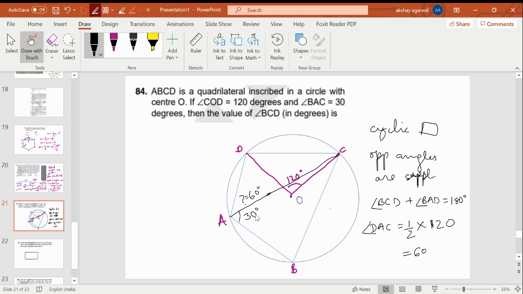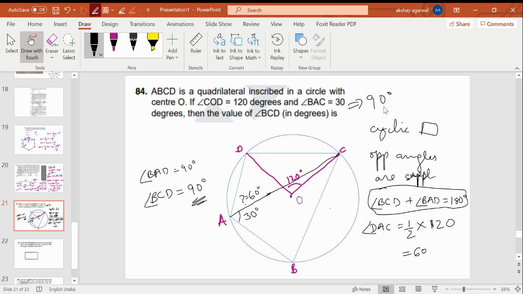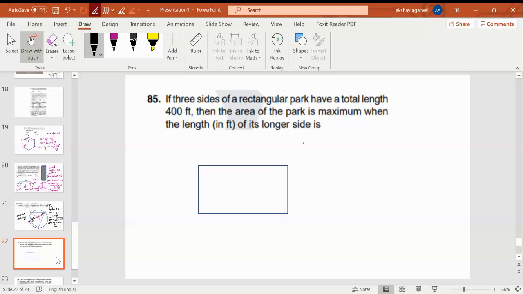If this is 30, this is 60, angle BAD becomes 90 degrees. But angle BAD is supplementary to angle BCD. So therefore angle BCD also becomes 90 degrees because we had this relation. Right? So 90 degrees is the answer. So answer to this is 90 degrees. Fine. So that was not very difficult. Okay. Then coming to the next question.